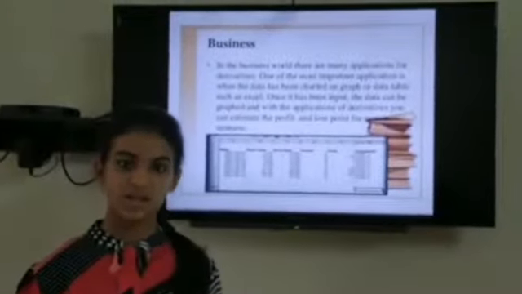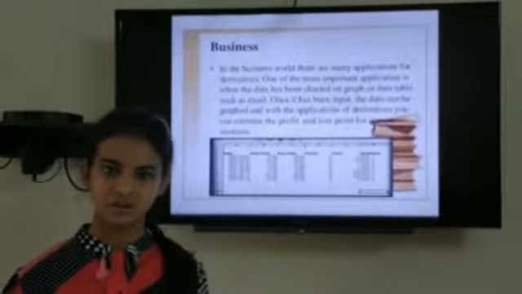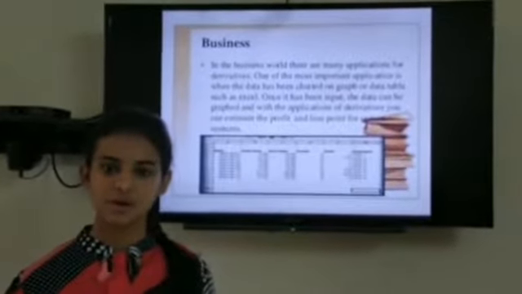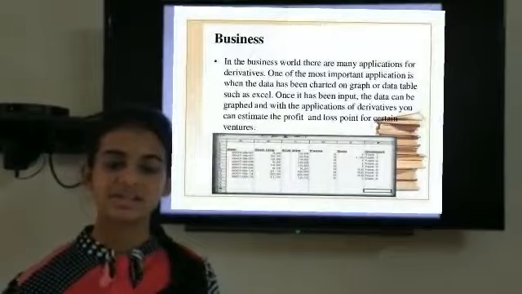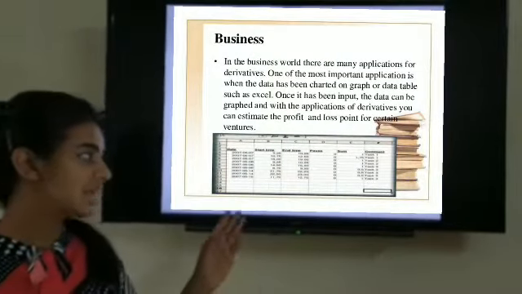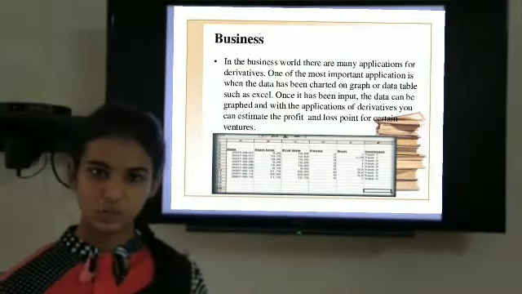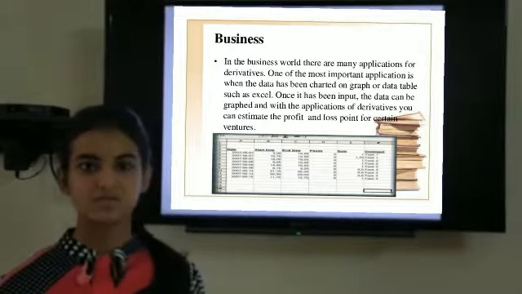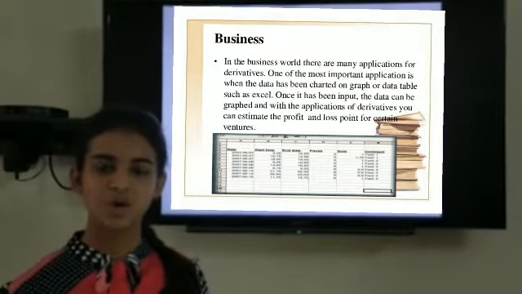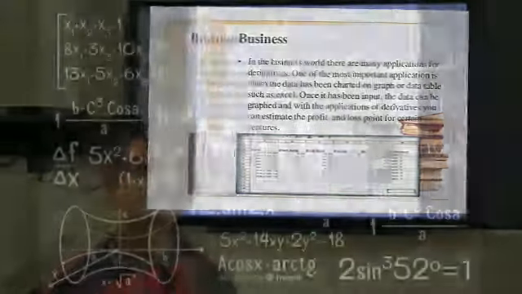In the business world, there are many applications of derivatives, and one of the most important applications is when the data is grouped in the form of a table as in Excel. When this data is grouped with the help of derivatives, we can find the points of loss and profit very easily for various.